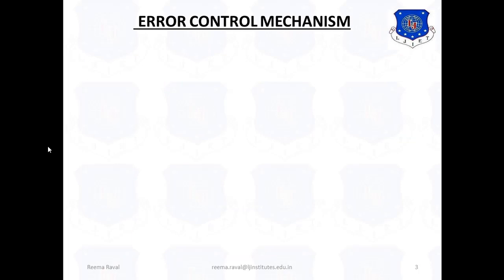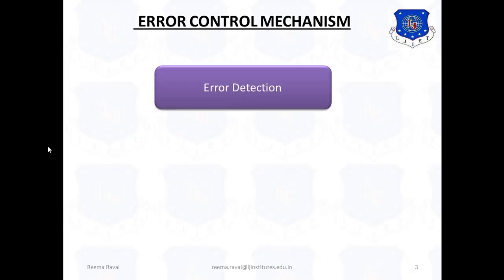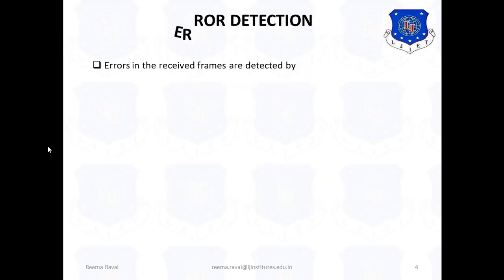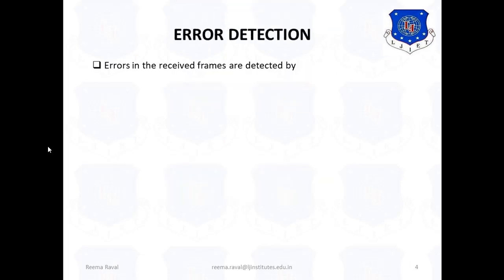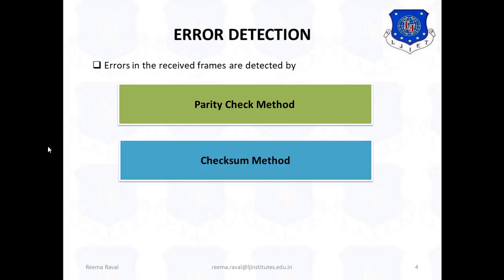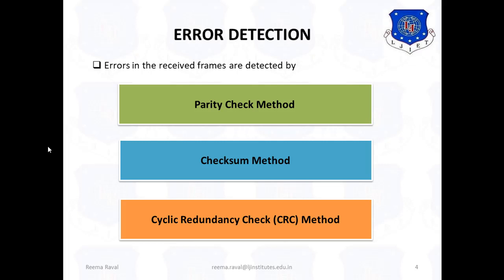An error control mechanism is needed to control this kind of errors in transmission. For that there are two types of error control mechanism. First is error detection and the second is error correction. There are various methods in error detection and error correction. First of all we are starting with error detection. Errors in the received frames are detected by first the parity check method, second the checksum method, and third the cyclic redundancy check, that is the CRC method.